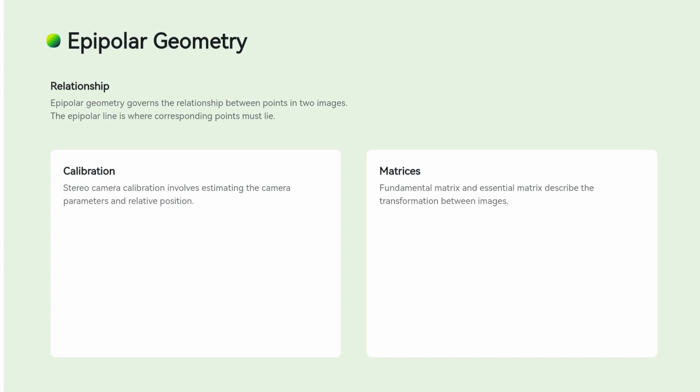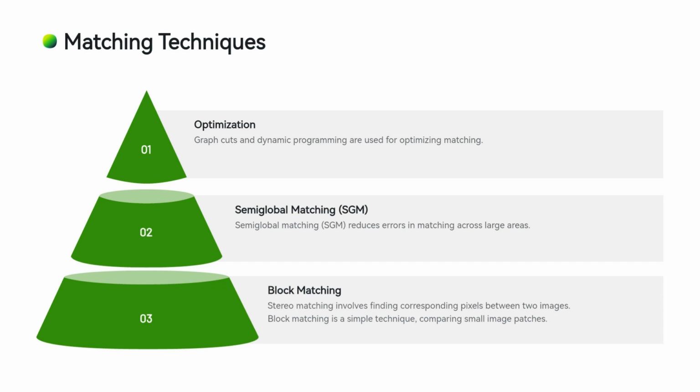Once the stereo images are rectified, the next step is stereo matching, where we find corresponding pixels, or image patches, in both images. The goal is to identify which points in one image match with points in the other image. A basic technique for stereo matching is block matching, where small patches around a pixel are compared between the two images. The block with the best match indicates the corresponding pixel in the second image. However, block matching can be prone to errors, especially in areas with low texture or repetitive patterns. More advanced algorithms like semi-global matching, SGM, address this by considering the global structure of the image and minimizing matching errors over large regions.